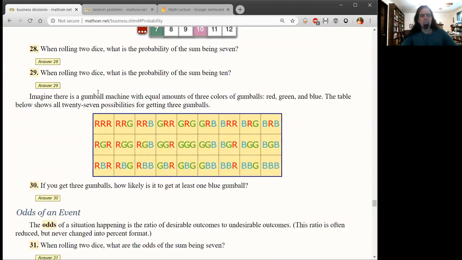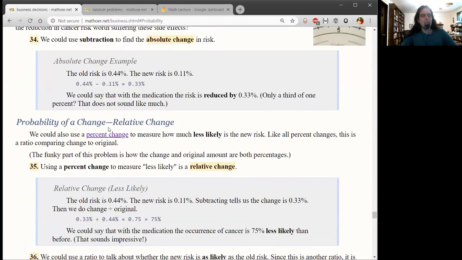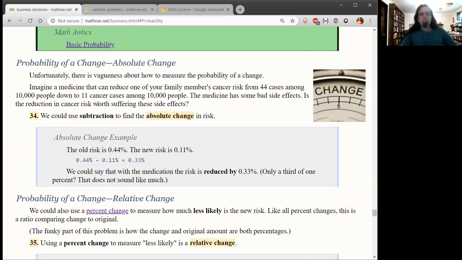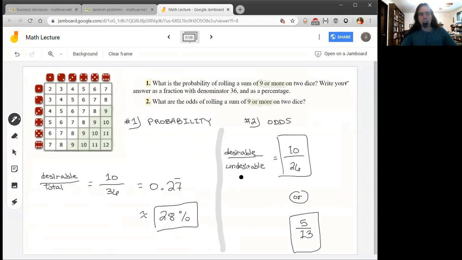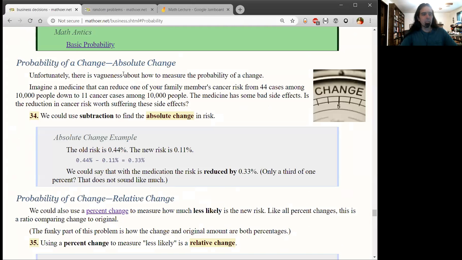So that was probability and odds. A similar thing where we have different ways to describe the same situation is absolute change and relative change.